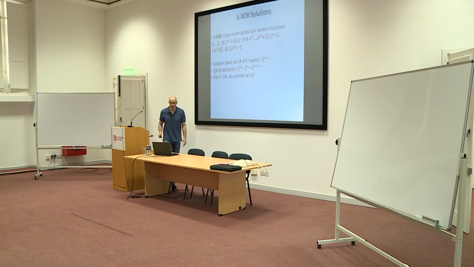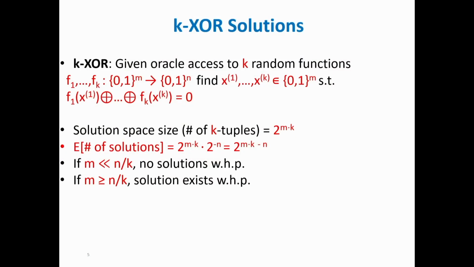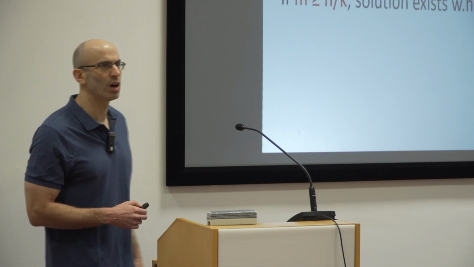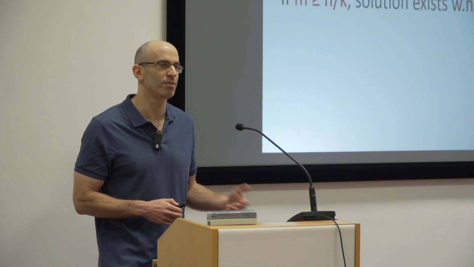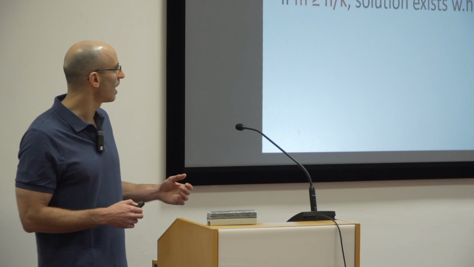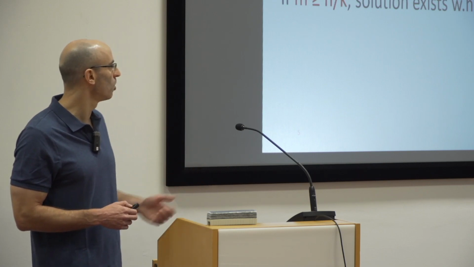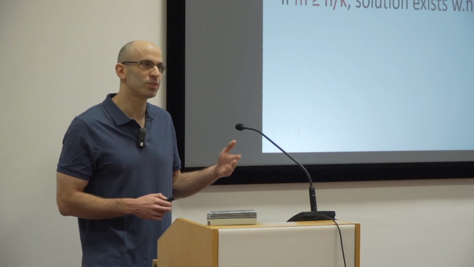So the regime that we'll be interested in is when m is at least n over k, so a solution exists. The expected number of solutions in this case is at least 1, depending on the value of m. And you can show that a solution actually exists with high probability. For this, you need to look at the higher moments of the random variable that defines the number of solutions for the problem.